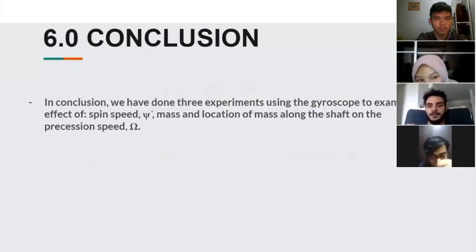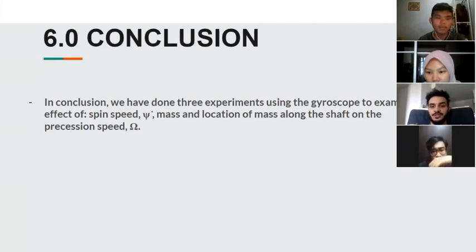In conclusion, we have done 3 experiments using the gyroscope to examine the effect of spin speed, the mass, and the location of mass along the shaft on the precession speed. The gyroscope has many practical uses. In fact, many devices with spinning wheels exemplify a gyroscope. In addition, many objects benefit from gyroscope motion, such as bicycle and motorcycle wheels.